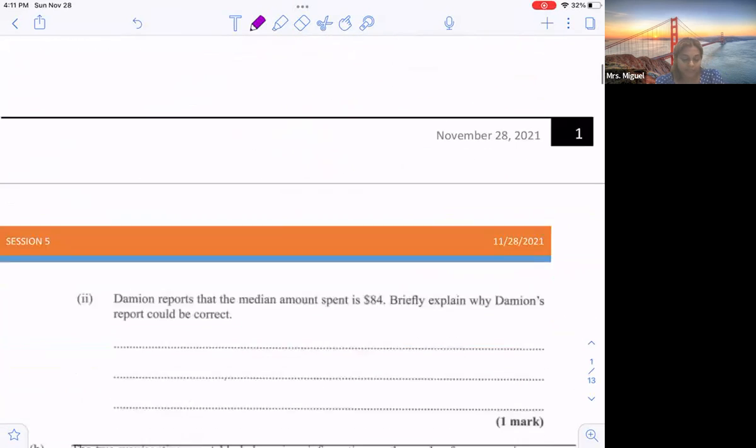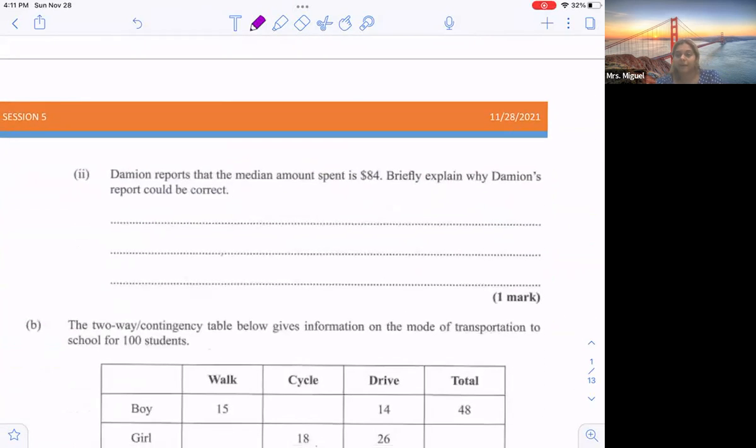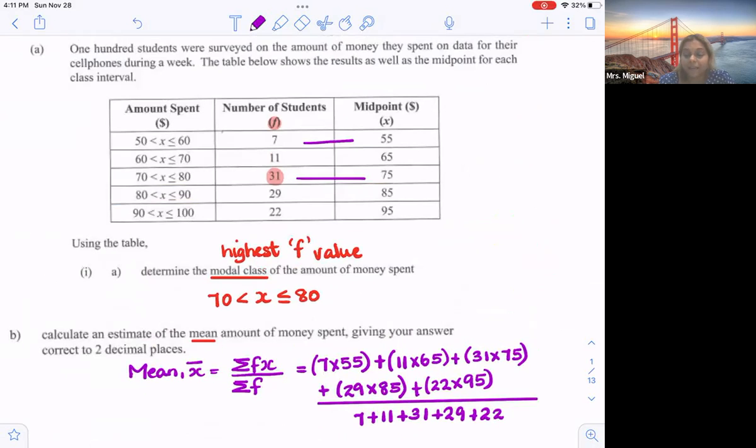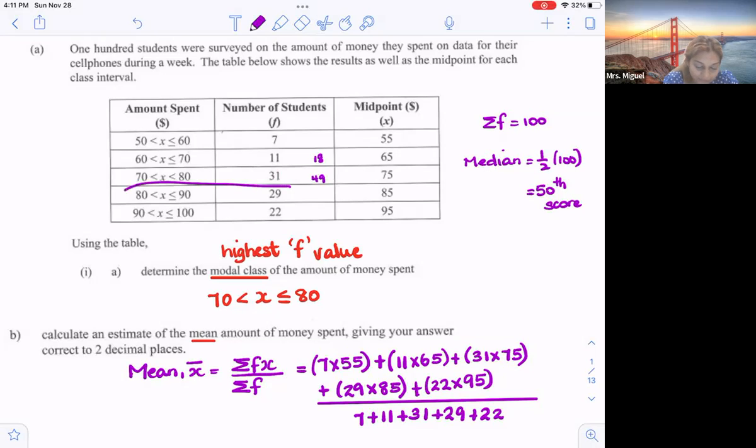The question goes on to say, Damien reports the median amount spent is $84. Briefly explain why Damien's report could be correct. So the median, if the sum of F is 100, is a half of 100, which is the 50th score. So we have to add until we reach the 50th score. So 7 and 11 will give me 18. 18 plus 31 will give me 49. So which means this interval here will give me the median, which is the 50th score.